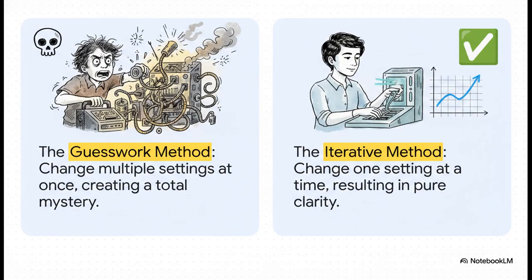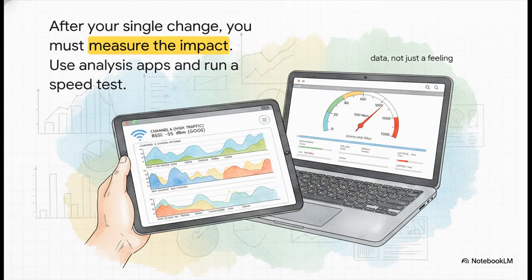I mean, just look at the difference here. On the one hand, you have the guesswork method. It's pure chaos. You change a bunch of stuff, you have no before picture, and the result is a total shrug. Who knows? But with the iterative method, it's crystal clear. You know what you started with, you know the one thing you changed, and you can directly connect that change to the result.